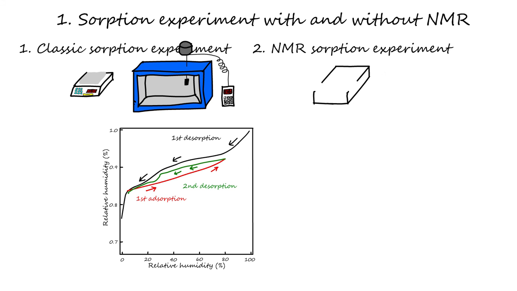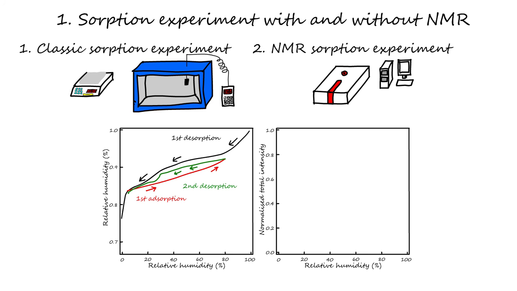If we now insert the equilibrated sample into a suitable NMR machine, we can characterize the state of water in the sample. Let's plot the total intensity of the NMR signal first. The total intensity is proportional to the total water content of the sample. In this graph, we plot the total intensity of the NMR signal against the relative humidity the sample was equilibrated with. Here is the first desorption in black, first absorption in red, and second desorption in green.